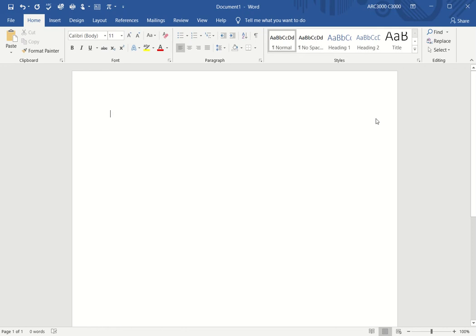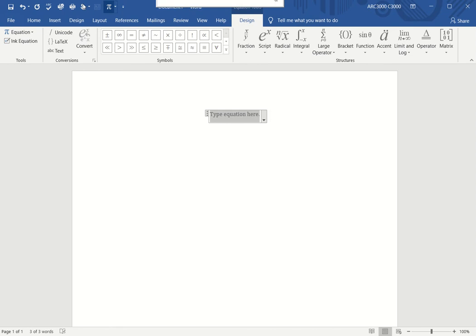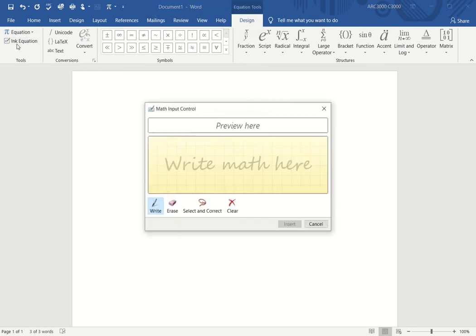Today I'm going to show you how to turn your handwriting into calculus equations in Microsoft Word. As a note, I'm using Microsoft Word 2016 and I'm operating on Windows 10. To start, we go to the Insert tab, click on Equation, and go to Ink Equation.